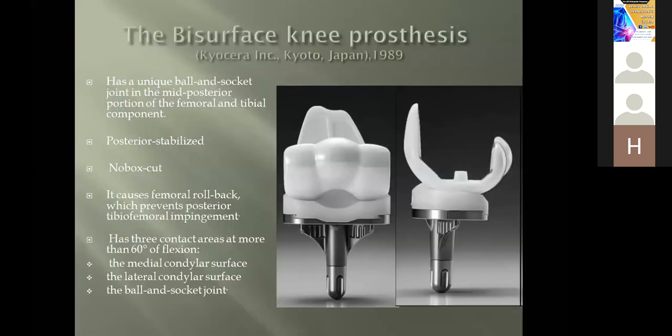Posterior stabilized designs. This is one of the designs, the bisurface knee prosthesis, introduced during early 2001 and 2002. It has a unique ball and socket joint articulation in the mid-posterior portion of the femoral and tibial components. It's posterior stabilized. It treats the knee joint as three joints: tibiofemoral medial joint, tibiofemoral lateral joint, and patellofemoral joint. This is from the biomechanical point of view. The problem is that on a practical basis, this design failed to show an acceptable change in patient satisfaction and in proprioceptive rehabilitation after surgery. That's why it's not widely distributed.